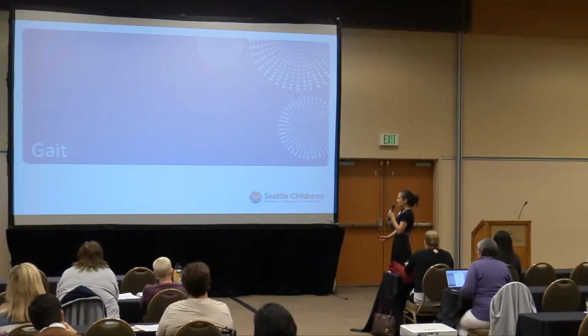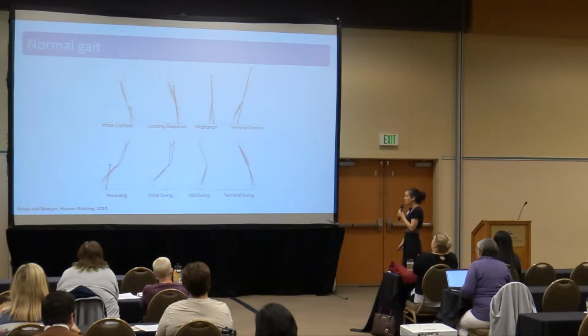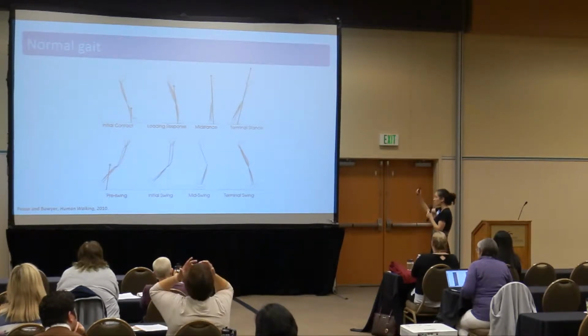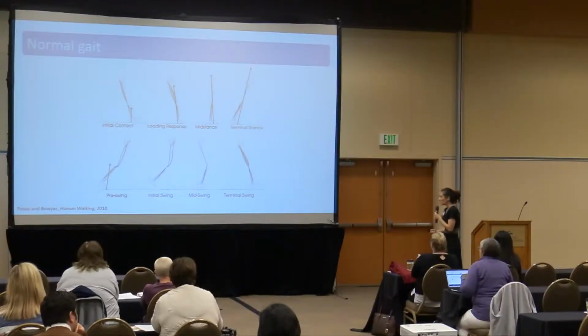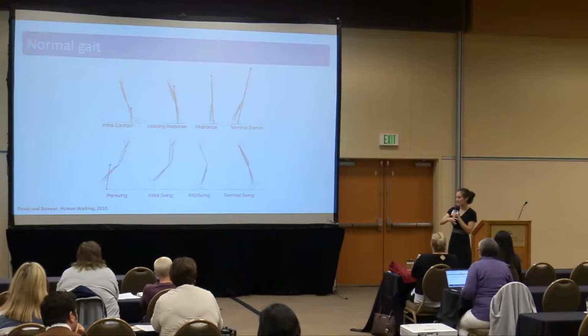All right, so now we're going to talk a little bit about gait. So normal gait. This is the normal gait cycle as we think about it. So you have your initial foot contact, your loading response, you're putting weight through your body, mid-stance, terminal stance, and then you're sort of preparing your limb to swing, pre-swing, initial swing, mid-swing, and terminal swing. And this is important because all of those impairments that we talked about can affect this. It can affect your walking.